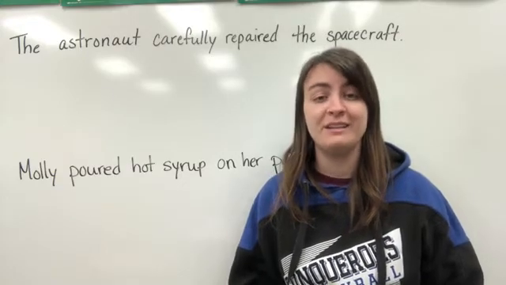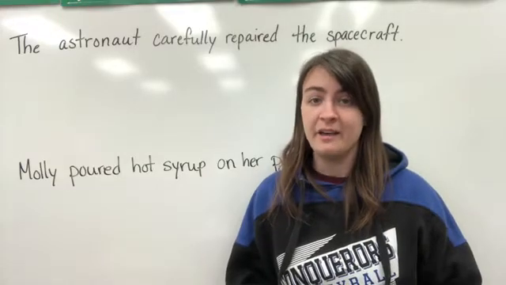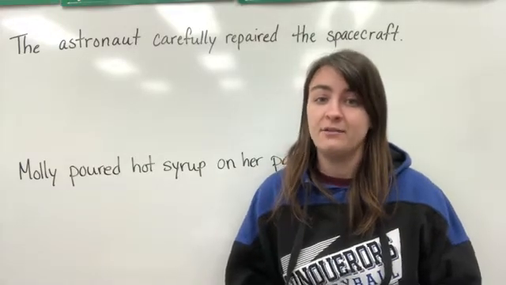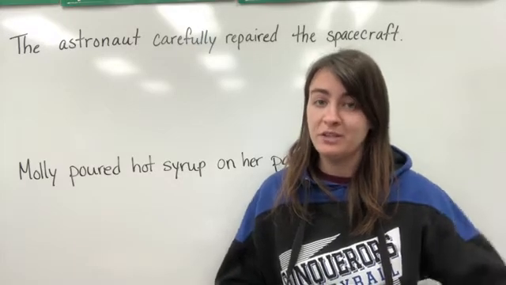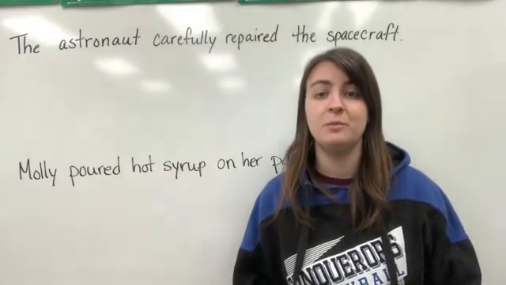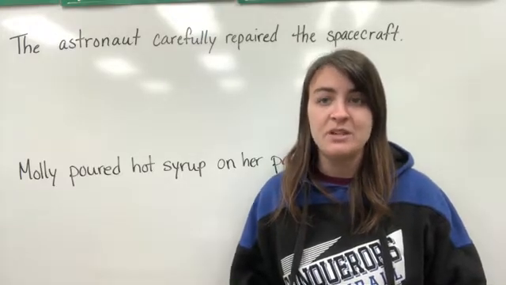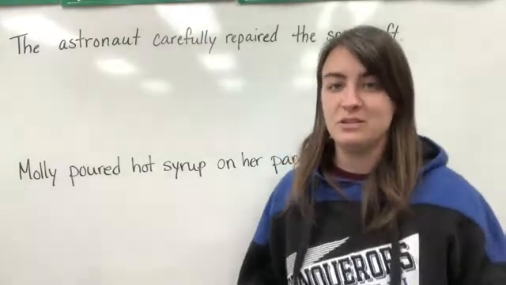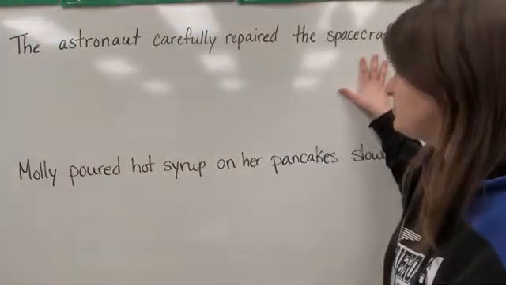Adverbs are diagrammed the exact same way as adjectives are. They're in a diagonal line underneath the word that they modify or describe. So in order to diagram adverbs, we first have to find the subject and verb in the sentence, and then the word that the adverb is describing. So I have two sentences here that we're going to practice this with. The first one is, the astronaut carefully repaired the spacecraft.